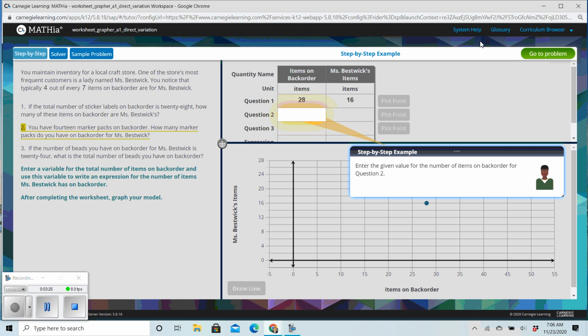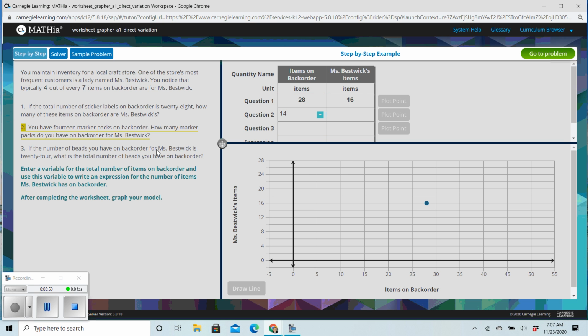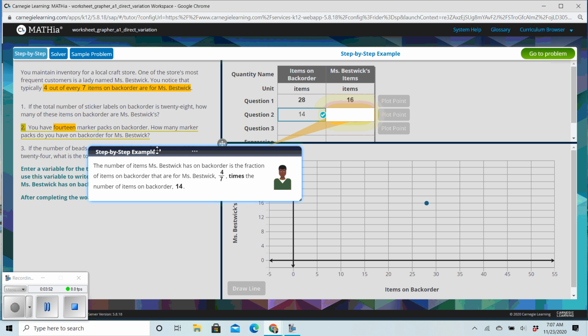Now, if you plotted it correctly, they're going to move you on to question 2. If you don't plot it correctly, they're probably going to have you regraph or try again. So let's look at question 2. It says you have 14 marker packs on backorder. How many marker packs do you have on backorder for Miss Bestwick? So similar to question 1, how many do we have on backorder? We have 14. So press our enter button. Again, we know that Miss Bestwick's items are the fraction 4 sevenths.